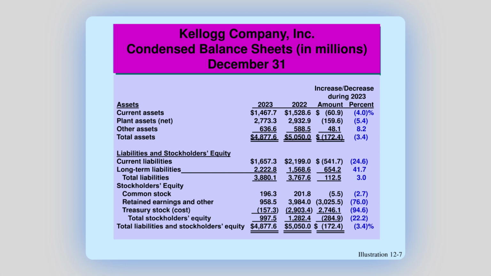Ganun din naman in terms of your liabilities and equity. Ganun lang ha. Yung 2023 would be your current year, 2022 would be your base year, just minus the two, just divide it by 2022. Okay? So, you have 541.7, no? Ganoon din naman in the long-term liabilities, 222.8 minus 1568.6. So, you have 654.2 divided by 1568.6. So, you have your 41.7% increase, no?